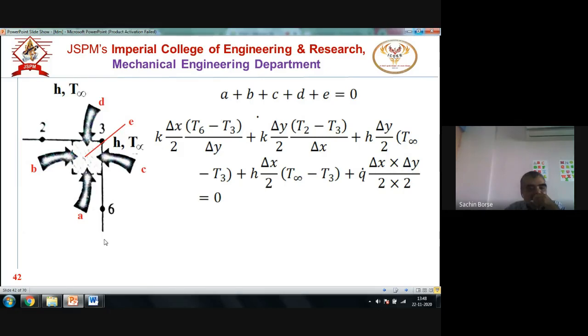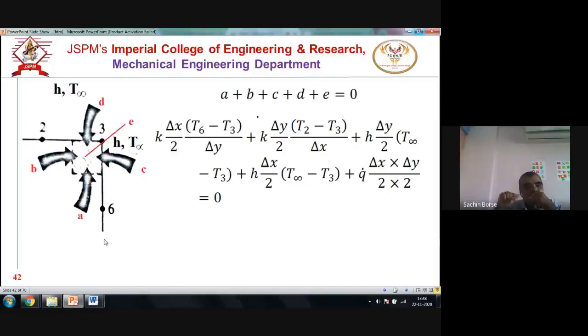I'll move to part B. It is again conduction, from 2 to 3. So I'll write kA, where A is del y by 2 into 1, the vertical length in the direction of the paper, into T2 minus T3 divided by del x. Plus now comes C. C is again convection. Please understand, the 3-6 side is also subject to convection. So I write hA, where A is del y by 2 into 1, into T infinity minus local temperature T3. Plus the next component, D.